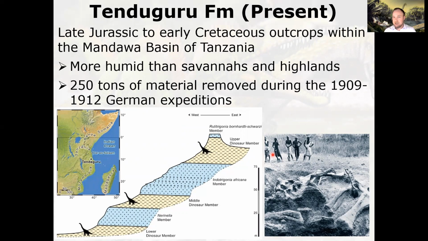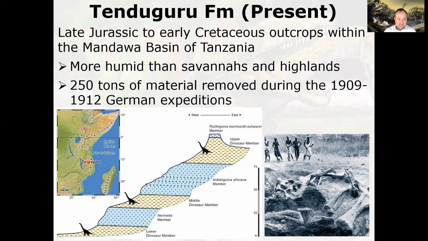But we did talk about Majungasaurus, for example, from Madagascar, and some of the other dinosaurs from India and Madagascar, but not really major components. So the Tendaguru Formation is late Jurassic to early Cretaceous in age, in the Mandawa Basin of Tanzania. So here's Africa, Somalia, Kenya, Tanzania, Lake Victoria, Malawi, Tanganyika, the East African Rift Valley here. Africa is literally splitting apart.